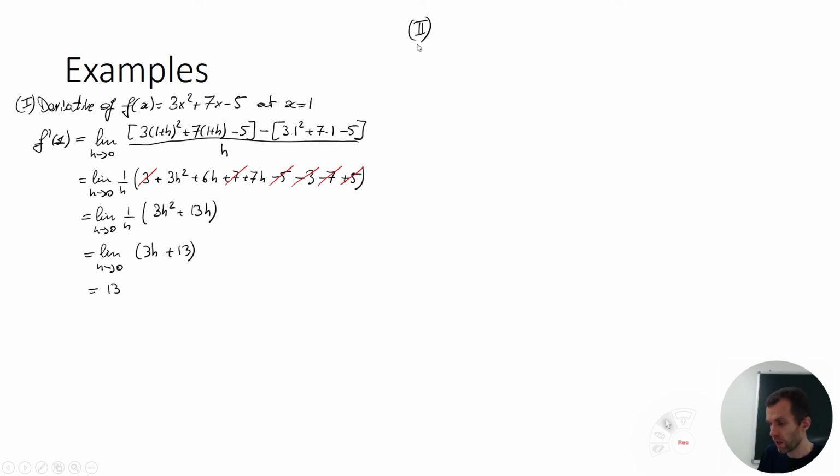For the second example, we'll take the derivative of y equal to the absolute value of x at x equal to a, and we won't specify what a is, so it's just an arbitrary number. So there's going to be 3 cases to consider. First of all, a bigger than 0.